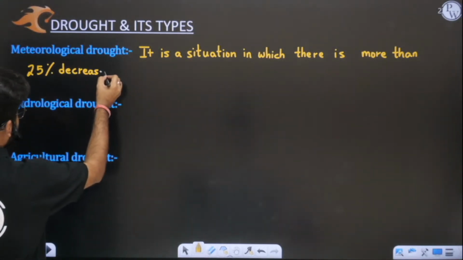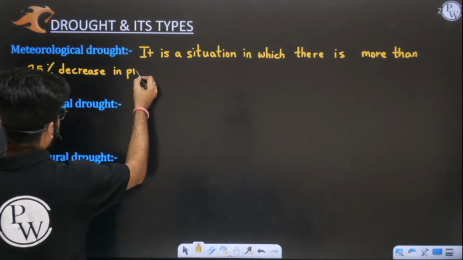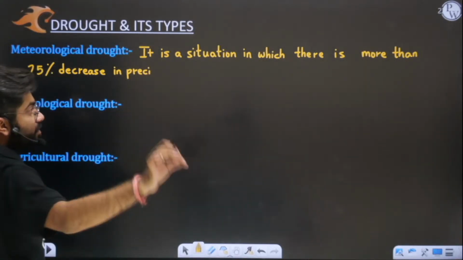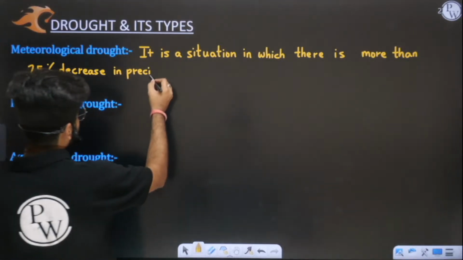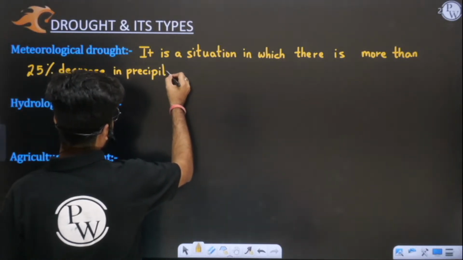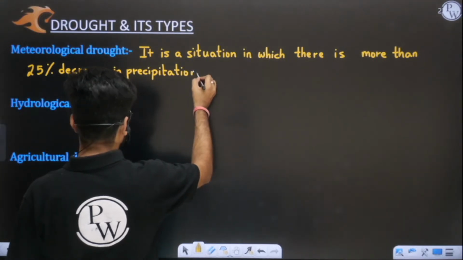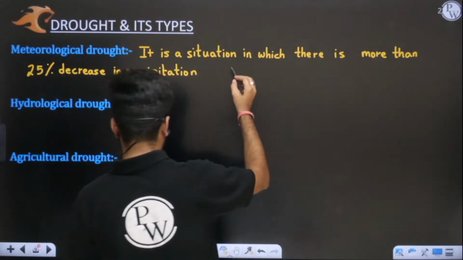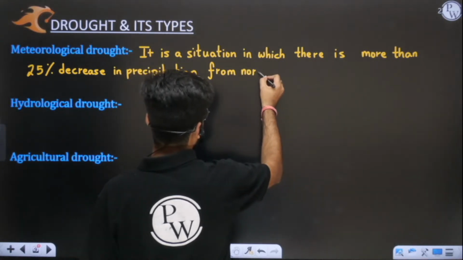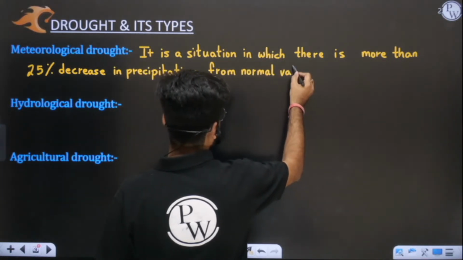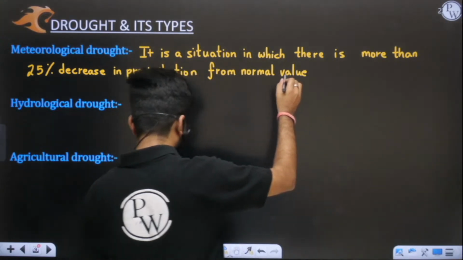How much decrease? Everyone kindly comment. In which there is more than 25% decrease in precipitation from the average value, from the normal value, over an area.